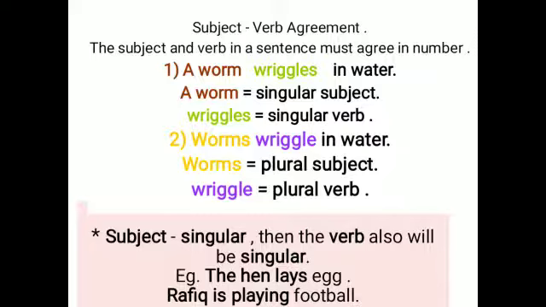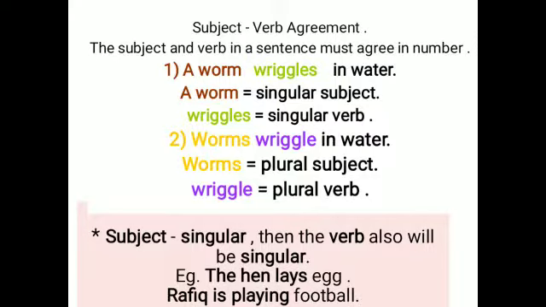In the same way, first point, if the subject in a sentence is singular, then the verb also should be singular. For example, the hen lays eggs. Here hen is only one. There is only one hen that lays eggs. Then the next sentence is given, Rafiq is playing football. So only Rafiq is there and he is playing football.